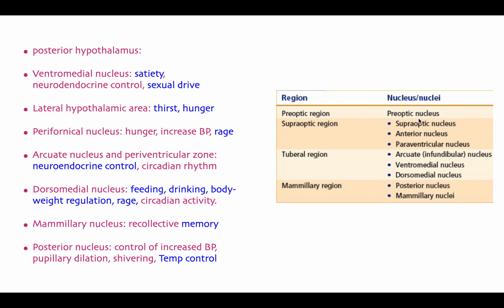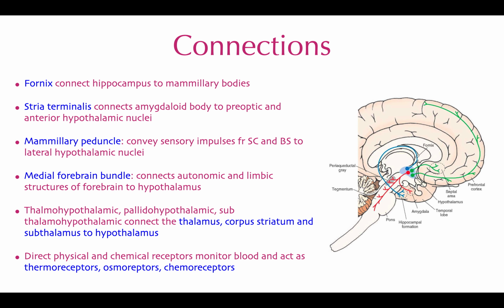So the preoptic region is made out of the preoptic nucleus. The supraoptic region is going to be made out of the supraoptic, anterior, and the paraventricular nucleus. The tuberal region is made out of the arcuate, the ventromedial, and the dorsomedial nucleus, while the mammillary region is only made out of the posterior nucleus and the mammillary nucleus.